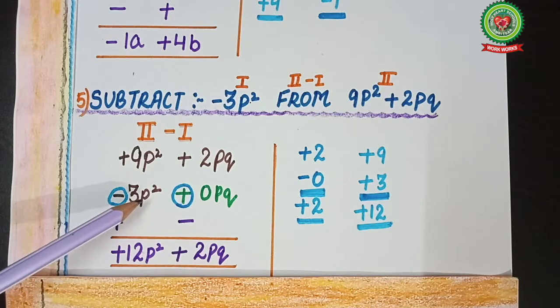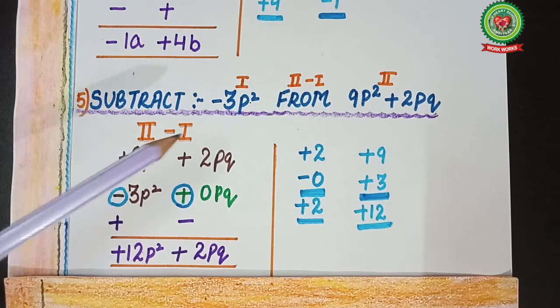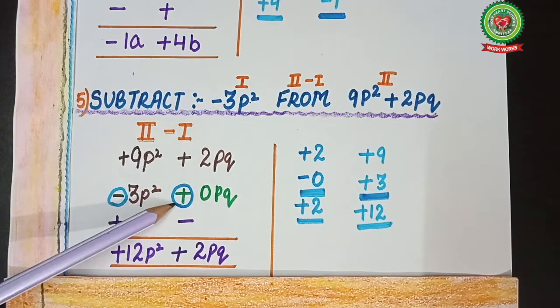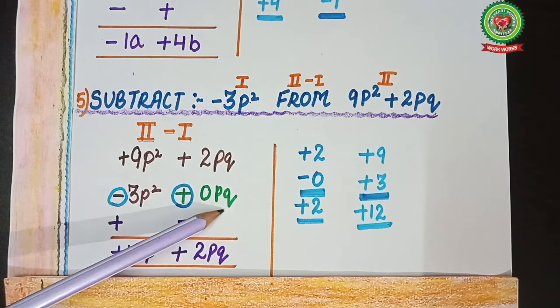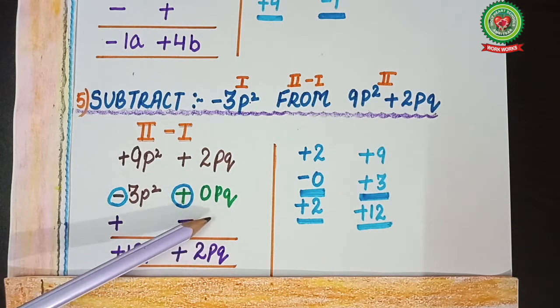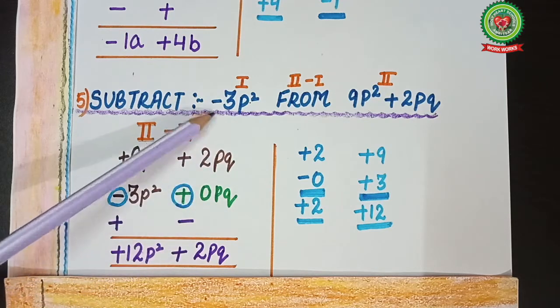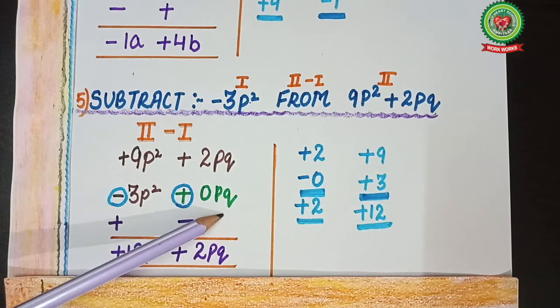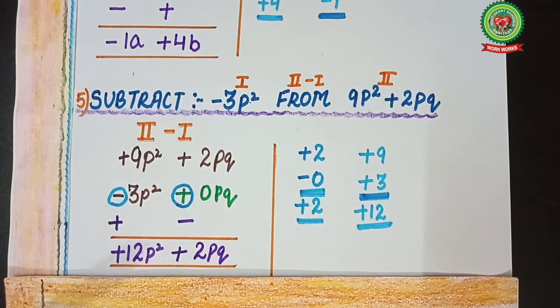Now which term is missing? In this expression, the term with the variable pq is missing, right? So here you will write 0pq because this term is missing in this expression. So here you will write plus 0pq. Alright. So now what we will do is lock these signs and change them. So plus will change into minus, minus will change into plus.